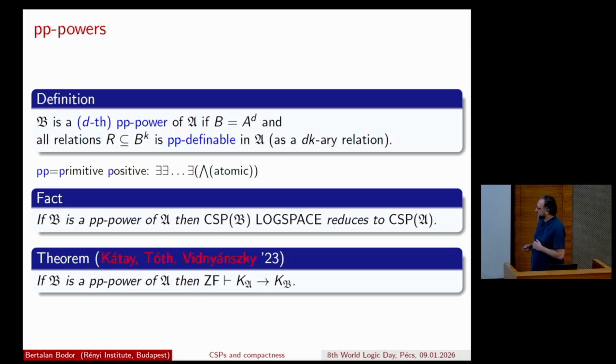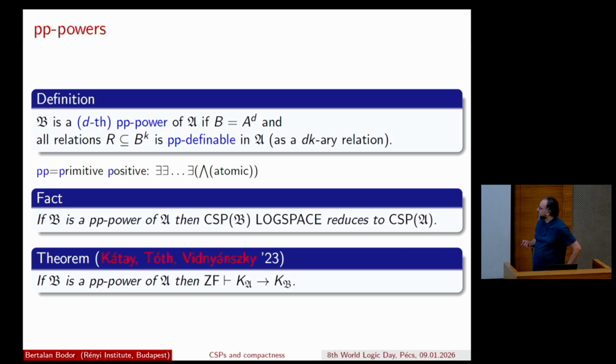By a recent result, this one is not super deep, but there are some technical issues that you have to deal with. This is due to these three Hungarian authors, Katai, Tóth, and Vignyánszky. It says that if B is a PP power of A, then we have this implication between the compactness principles. So this is going forward, whereas the previous one is going backwards.